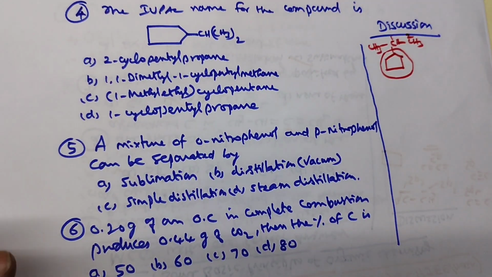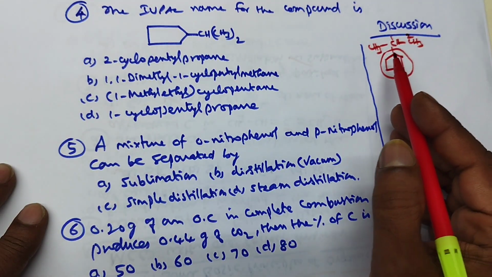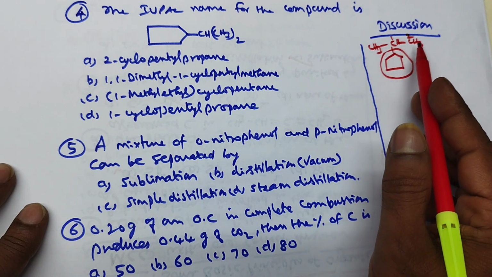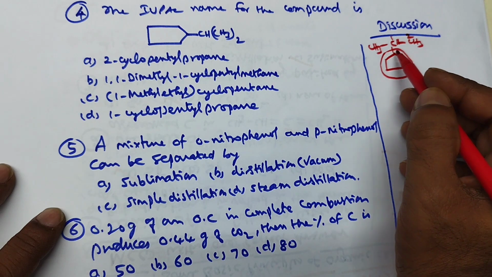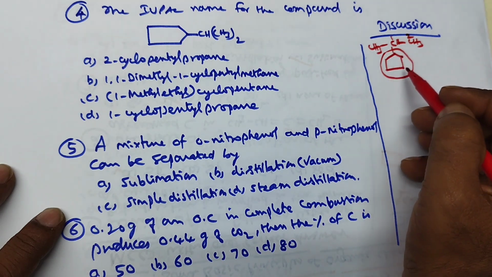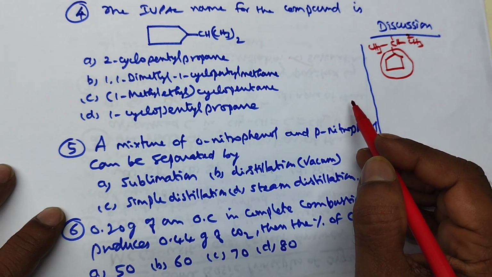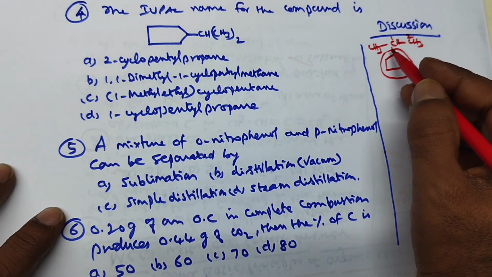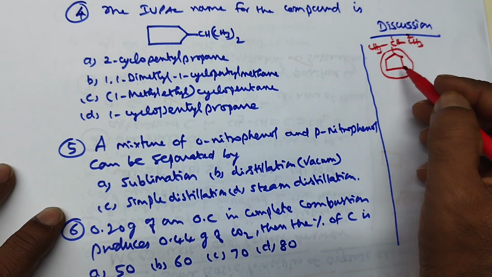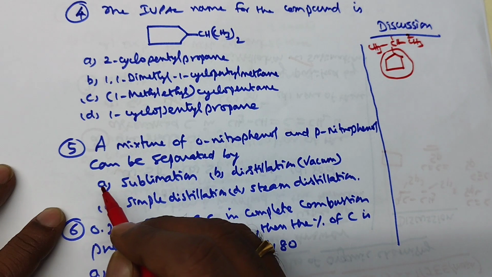Yes, the fourth one. The IUPAC name for the compound: cyclopentane is here and CH3. If we take this as the parent name, it is 2-cyclopentyl propane, so option 1 may be the correct one. If you think about other ways, this as the parent name is isopropyl benzene, but that type of option is not given here. So which is the correct one?